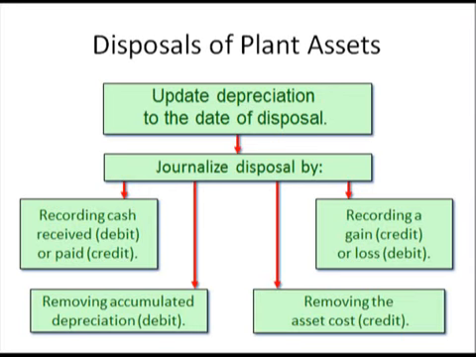When we dispose of plant assets, there are certain steps that have to be taken to remove things from our books and to bring everything up to date. So the first thing you're going to do always is update depreciation to the date of disposal. If everything was disposed of on the end of the month or the end of the year, it would be easy, but of course we know that doesn't happen.